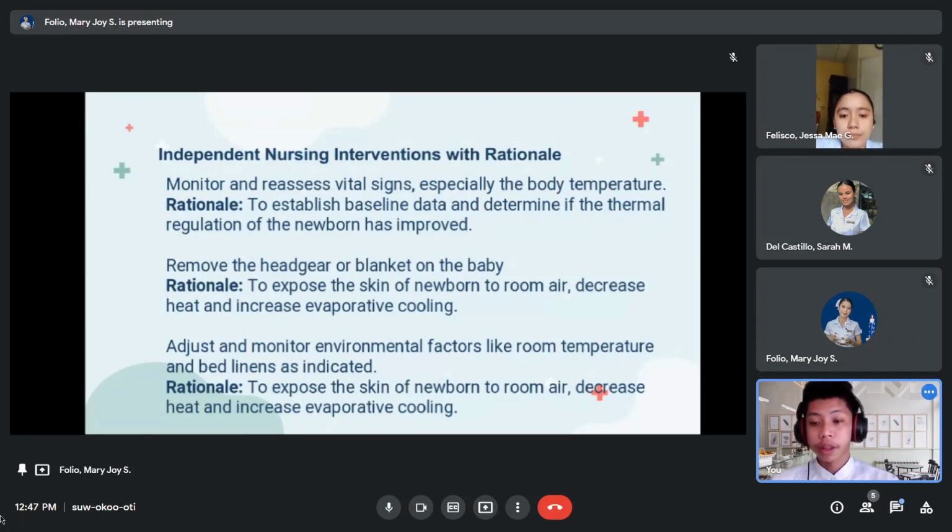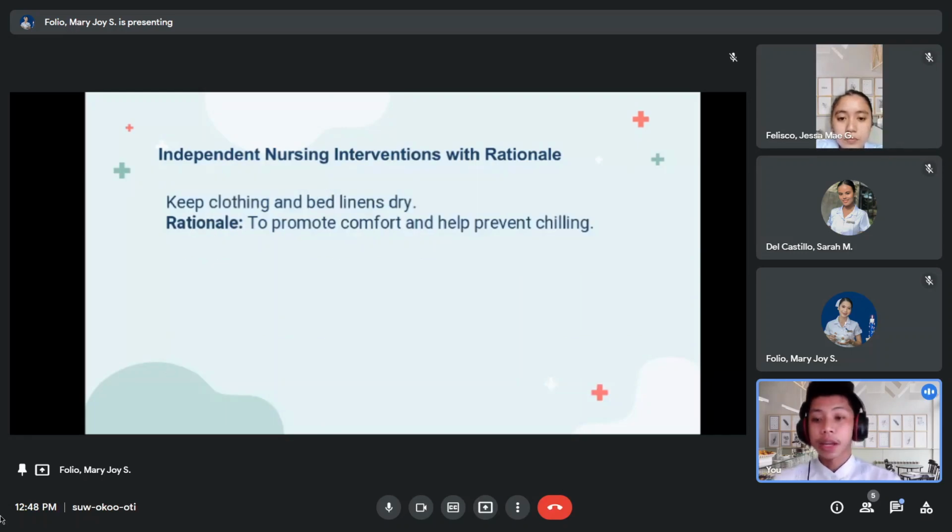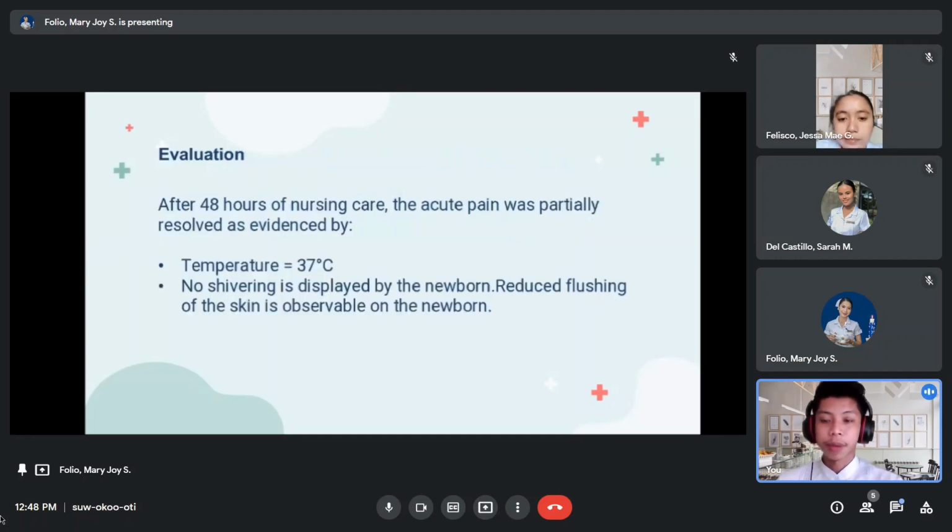Okay, we can also adjust and monitor environmental factors like room temperature and bed linens as indicated. This is to expose the skin of the newborn to room air, decrease heat, and increase evaporative cooling. Okay, next slide. We can also keep clothings and bed linens dry. This is to promote comfort for the baby and help also prevent chilling, since the baby has also inefficient thermoregulation.